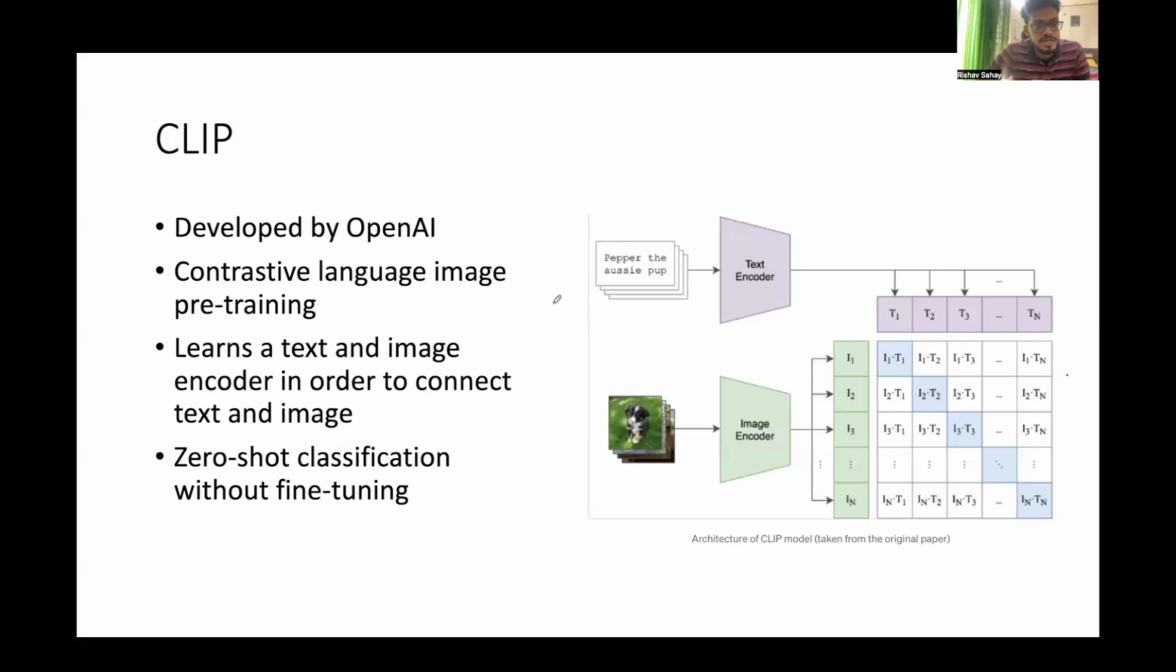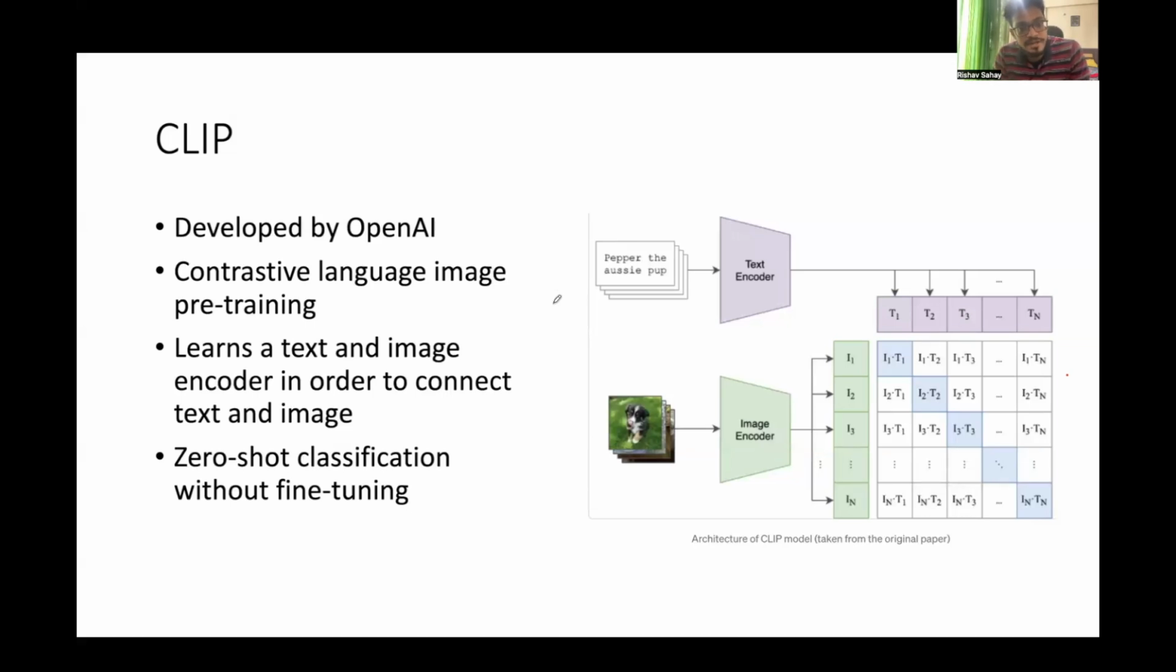Note that such an architecture allows for zero shot inference. So suppose we have a new image and a set of classes. We can use this image encoder to encode the image. Similarly, the set of classes could also be encoded using the text encoder.